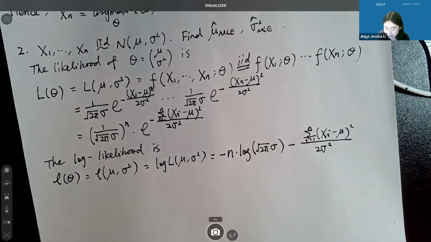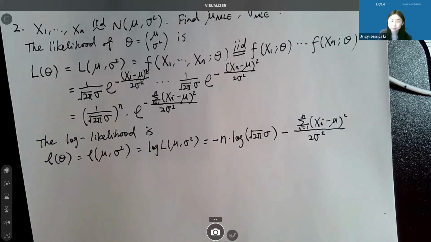And now to find the maximizer for the log likelihood, the maximizer will be two-dimensional. A maximizer for the value of mu, and a maximizer for the value of sigma squared. So we need to find both. And in this case, we will need some knowledge about multivariate calculus, right? This is a two-dimensional function of mu and sigma squared. So how do we find the maximizers? We're going to take a partial derivative against mu and a partial derivative against sigma squared. That's what we'll do.